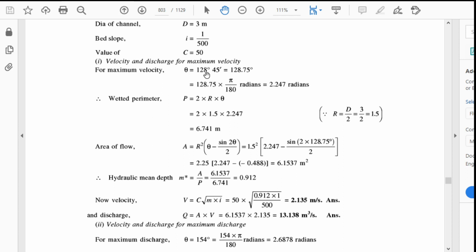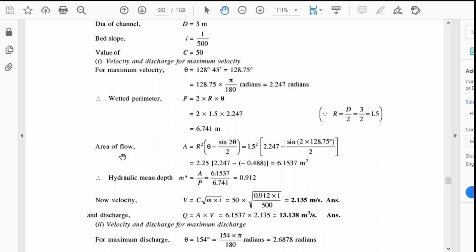Now use these values and first find out the wetted perimeter. Wetted perimeter is 2r theta. Convert this theta value into radians and use it in the wetted perimeter formula. You will get the wetted perimeter as 6.0741 meters. The r can be known by using the diameter of the channel.